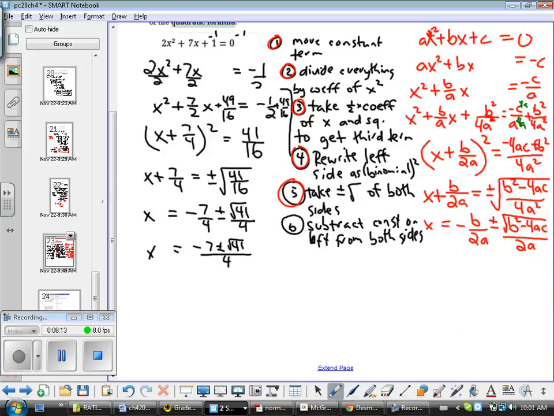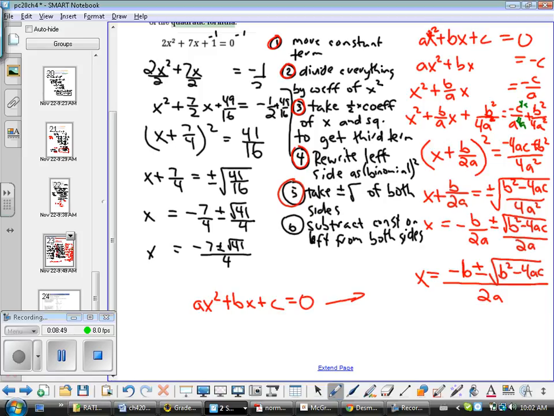So x equals negative b plus or minus the square root of b squared minus 4ac over 2a. For any quadratic equation written in the form ax squared plus bx plus c equals 0, you can substitute those numbers in, and you can find out what your roots are going to be. It will work every time.